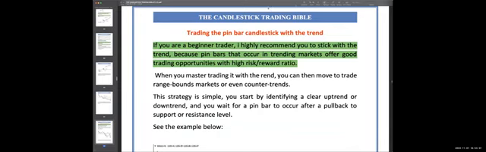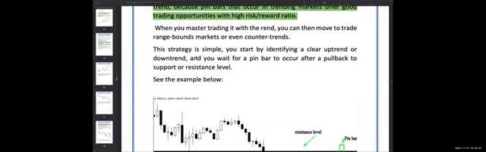What it simply means is once you see a pin bar on a higher time frame in a trending market, the reward compared to the risk, right? The reward will be great compared to what you will be risking. But what this statement simply means for those who are still new to trading. Okay. When you master trading with the trend, you can then move to trade range-bound markets or even counter trends. This strategy is simple. You start by identifying a clear uptrend or downtrend, and you wait for a pin bar to occur after a pullback to a support or resistance level.